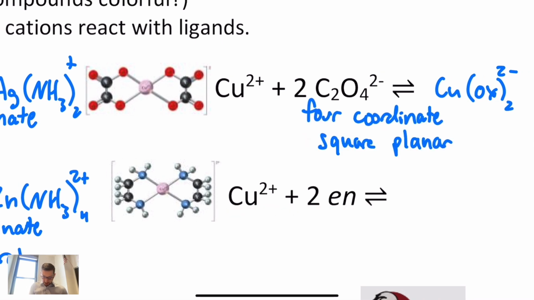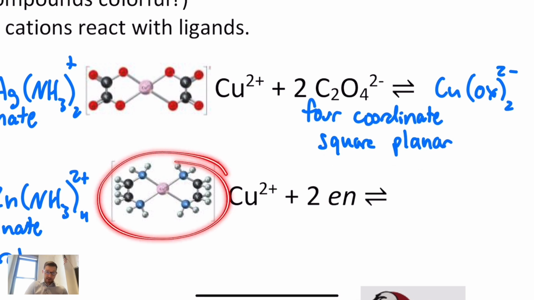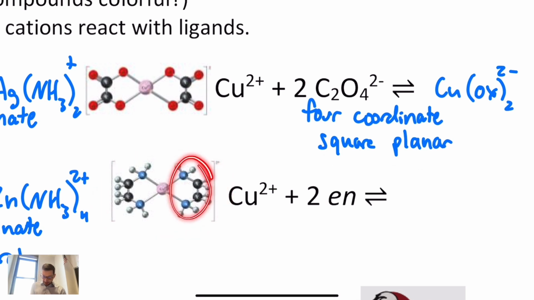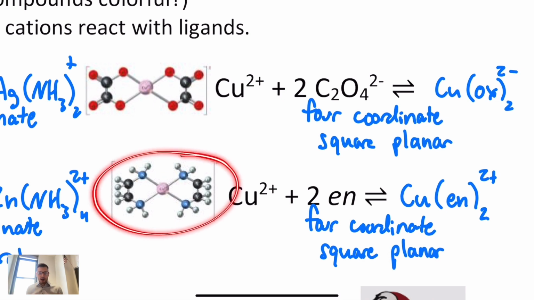Here's another 4-coordinate copper complex with a different bidentate ligand. This is called the ethylenediamine ligand, abbreviated en. And when you pick up 2 of them, you get a 4-coordinate square planar complex that looks like this. So there's a lot of different varieties of these.